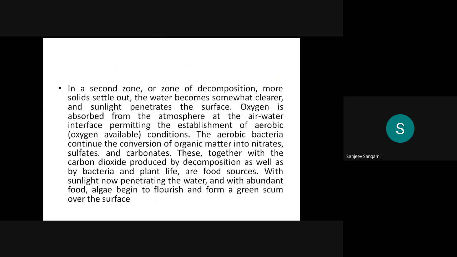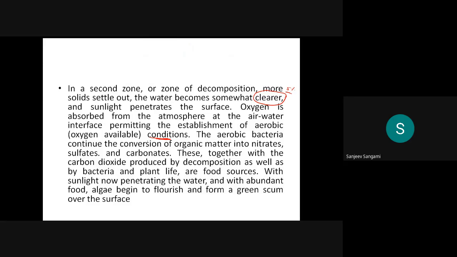More solids will settle, water becomes somewhat clear, and sunlight penetrates the surface. Then oxygen is absorbed from the atmosphere. Actually, it will be slightly clear; it is not 100%, you can say it is 5% clear. Then oxygen is absorbed from the atmosphere at the air-water interface, permitting the establishment of aerobic conditions. This is going to be in aerobic conditions, not anaerobic. The zone of degradation is slightly towards the anaerobic process. Here it will be an aerobic process.